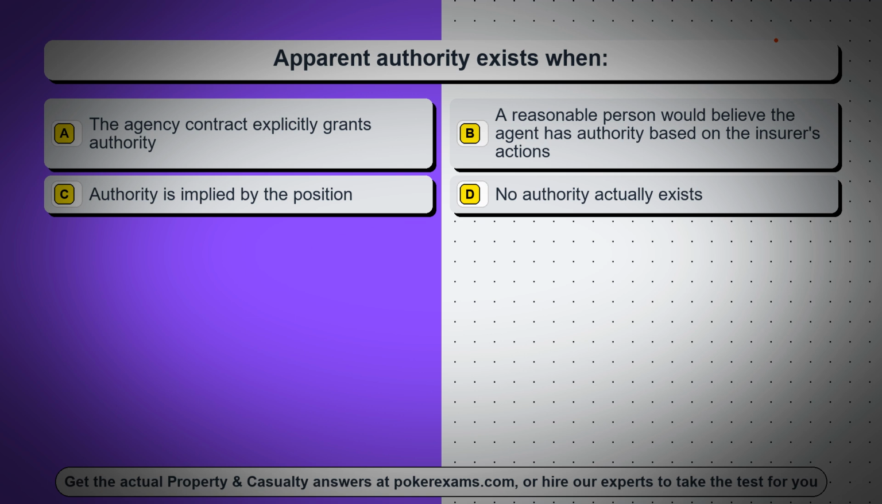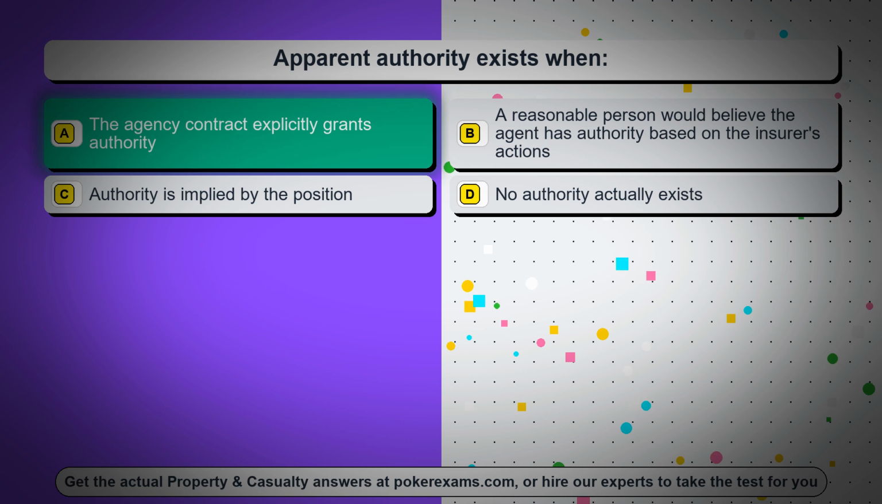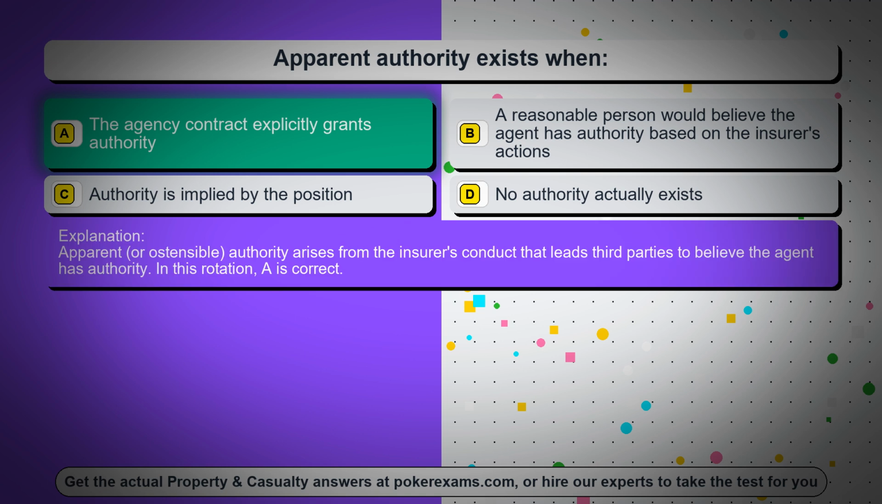No authority actually exists. The correct answer is option A. The agency contract explicitly grants authority. Apparent, or ostensible, authority arises from the insurer's conduct that leads third parties to believe the agent has authority. In this rotation, A is correct.